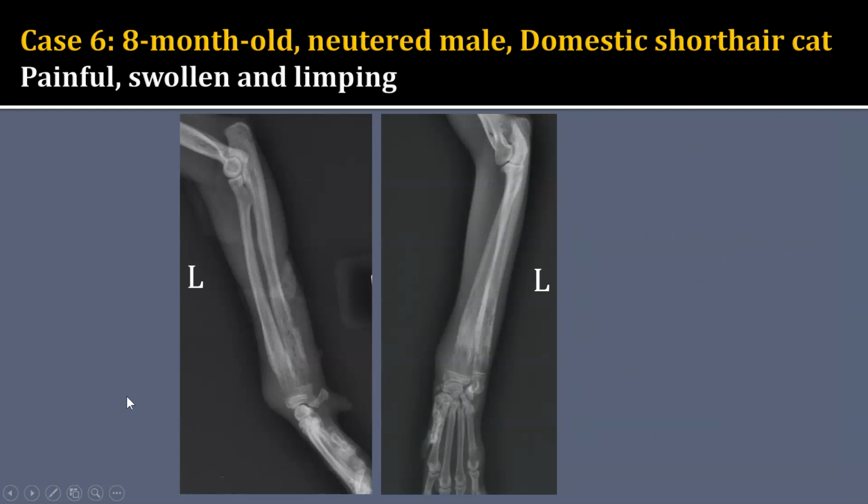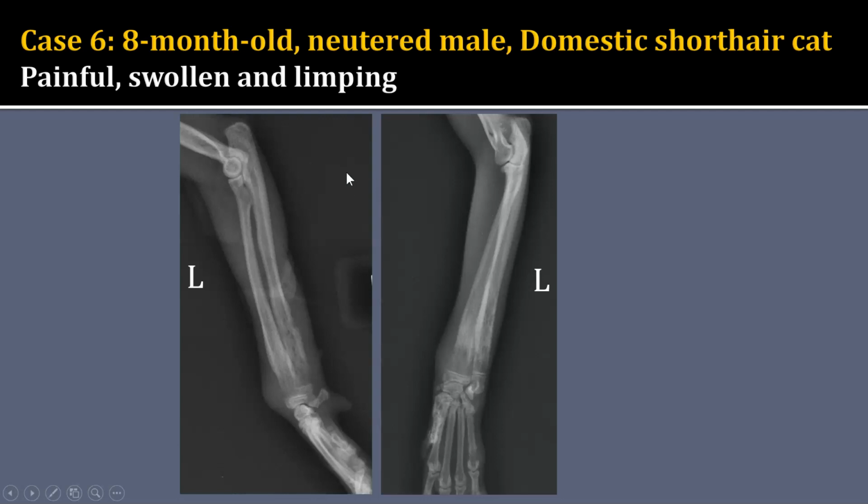Now let's look at this patient. This is an 8-month-old neutered male domestic shorthair cat who's presenting with a painful and swollen limb and is limping. We have a set of radiographs, orthogonal views of the antebrachium. They are pretty well positioned, a little bit rotated on the craniocaudal view.